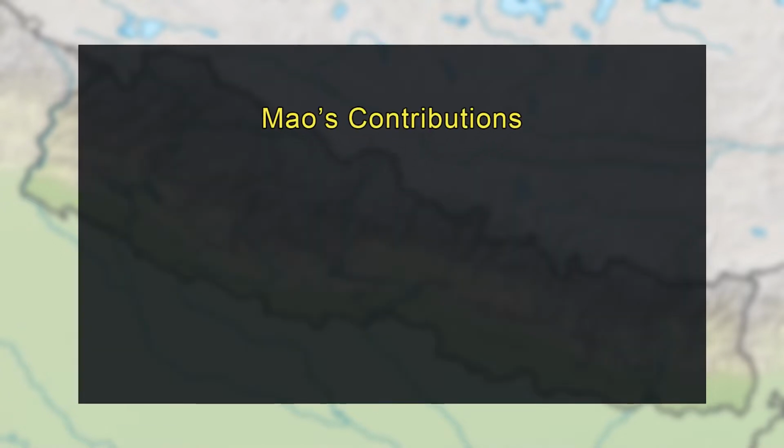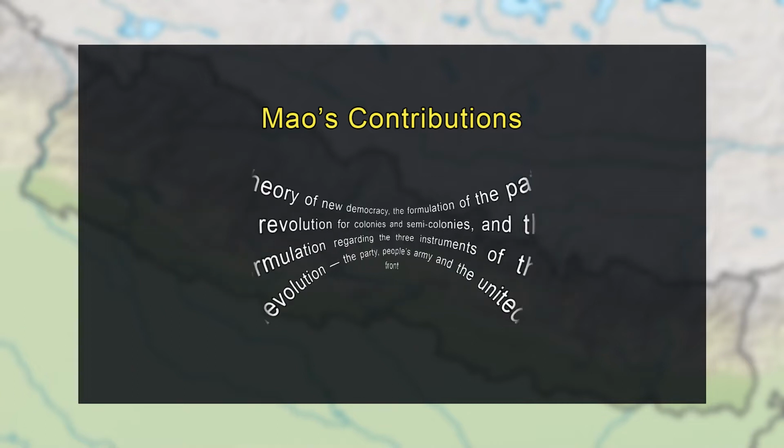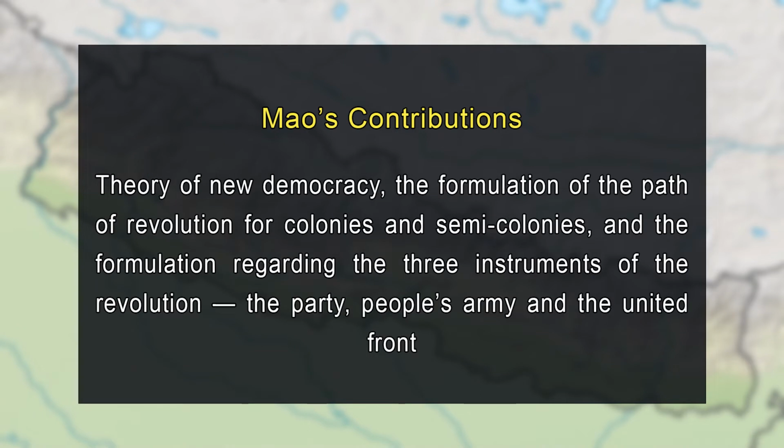Mao's contributions include 1. The theory of contradictions, the development of the theory of knowledge, and the formulation of the mass line from the masses to the masses. 2. The theory of new democracy, the formulation of the path of revolution for colonies and semi-colonies, and the formulation regarding the three instruments of the revolution: the party, People's Army, and the United Front.